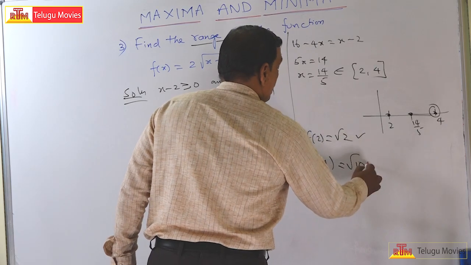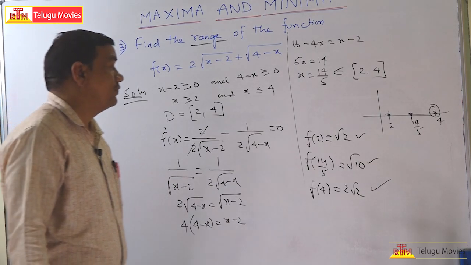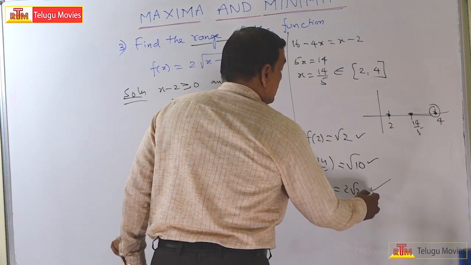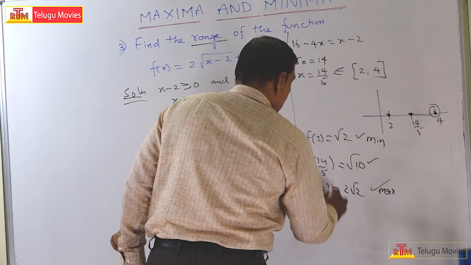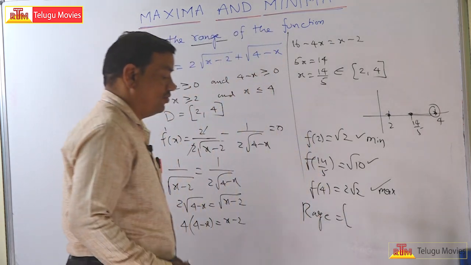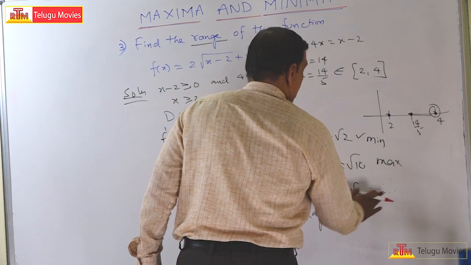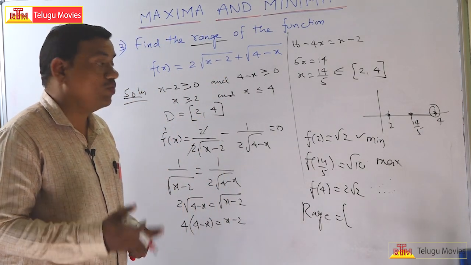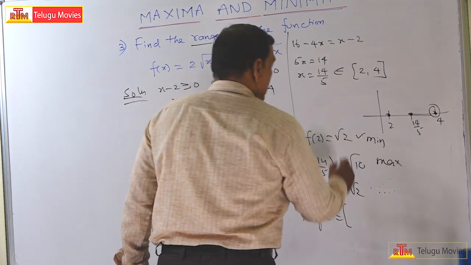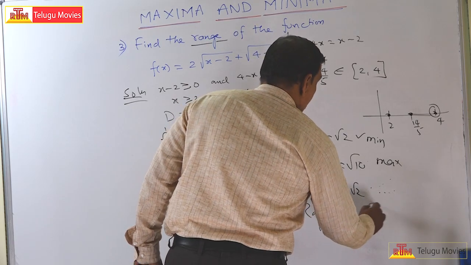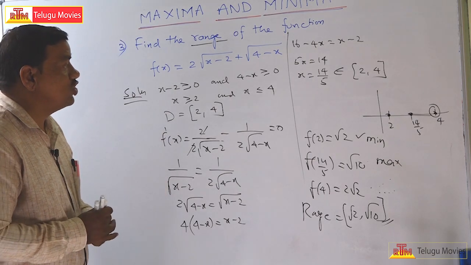So 2 root 2. Out of all these three values, which will be the maximum and which will be the minimum? Therefore, what is your range? Range is equal to first the minimum value. I think this will be the maximum value. Why? Because root 2 means 1.414, that is 2 point something. Root 10 will be 3 point something. Therefore, definitely this will be the maximum and this will be the minimum. Root 2 will be the minimum and root 10 will be the maximum. Okay. So that is the range of the given function.